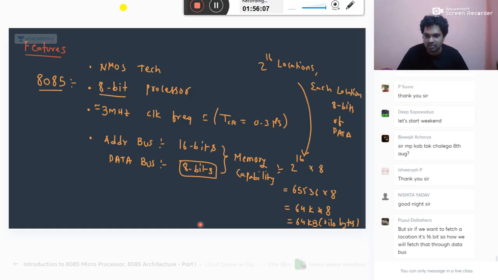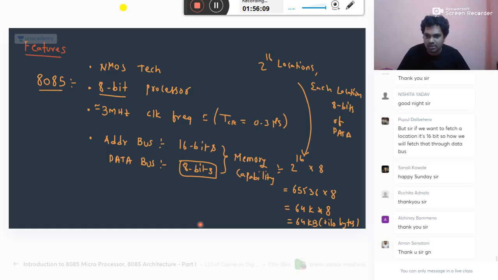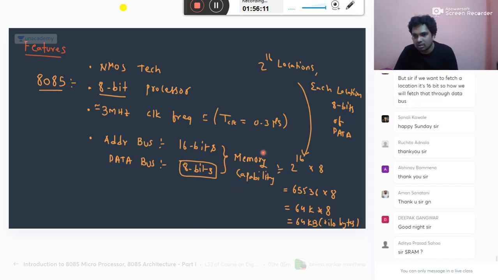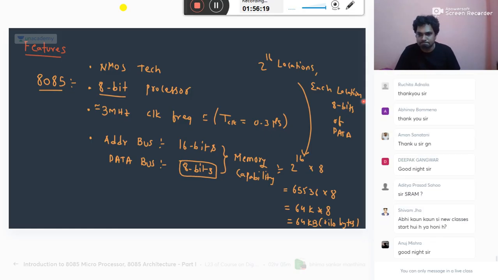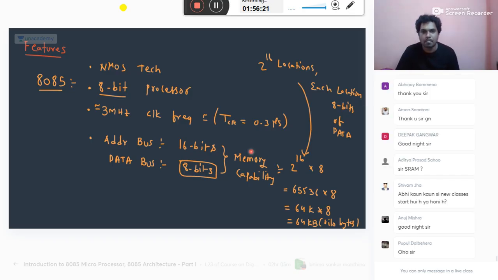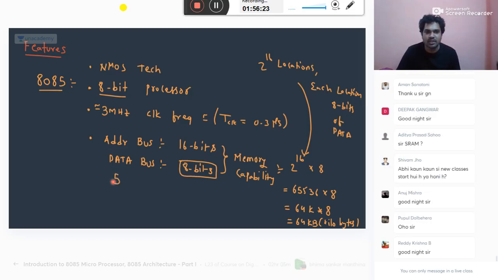Sir, but we want to fetch a location. It's 16-bit. Yeah, that is taken care of by the address bus. SRAM, DRAM we discussed Monday. Okay, generally its power supply is 5 volts and it is a 40 pin IC also. All these things will come.